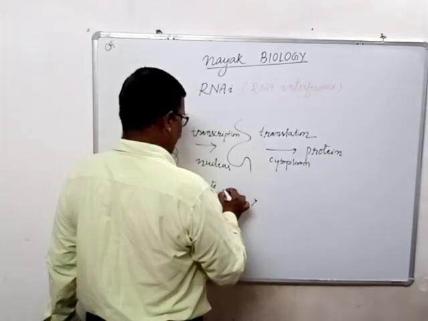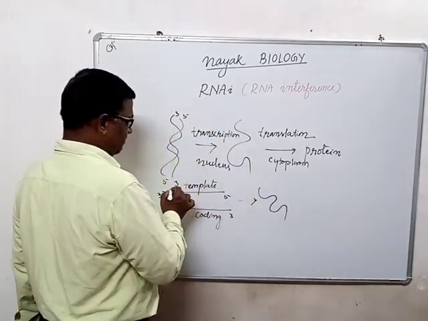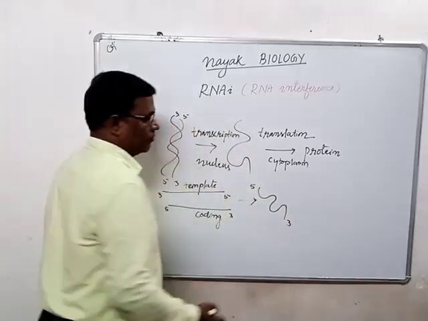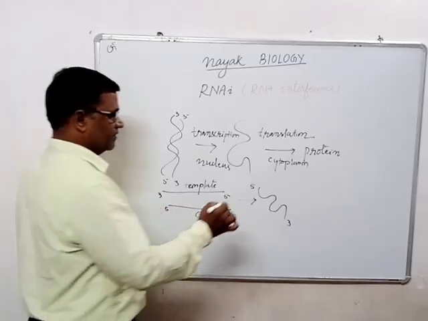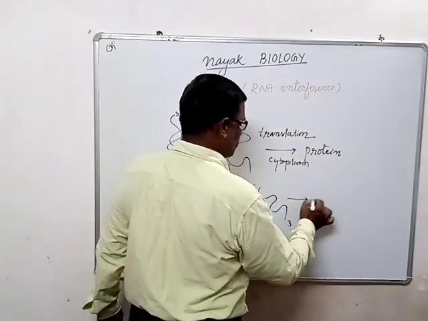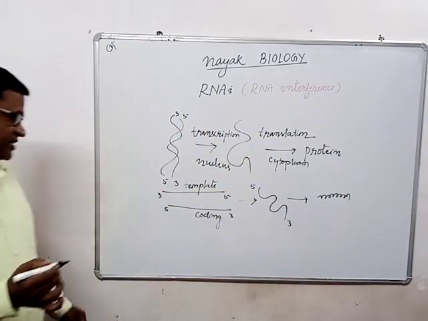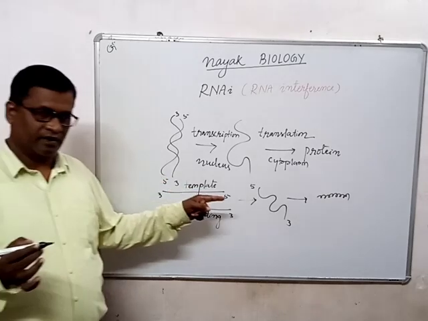Because the template strand forms the complementary strand, the polarity of the mRNA is 5'-3', and the codons are present, and these codons form a protein. But now try to understand, only one strand of DNA forms the protein.